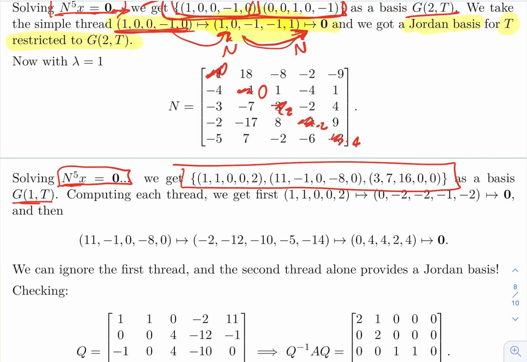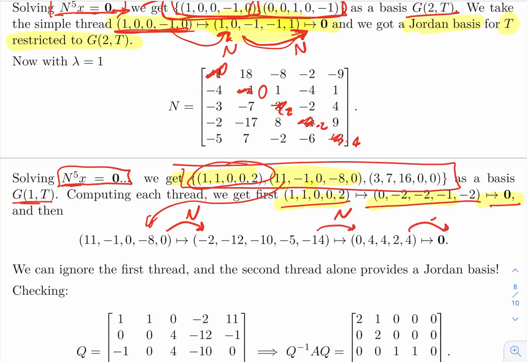So how do we do this? Well, let's compute the threads. Take this vector here and compute its thread. We have the vector, we apply N, we get another vector, we apply N again, we get 0. So we have two vectors. Well, okay, two vectors. Let's see what happens with the other vector in the basis. So this was actually unfortunate. Let's try now the next vector. We put it here, we apply N, so we multiply this column vector from the left by N. When we multiply by N, we get this. Now when we multiply this by N, we get this. And then when we multiply this by N, we get 0.